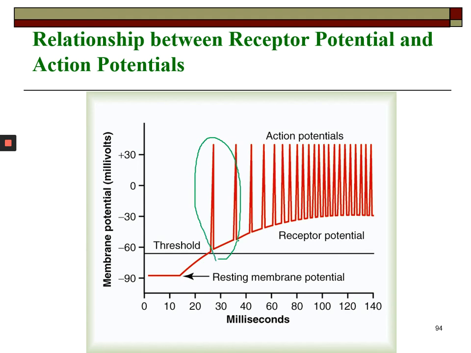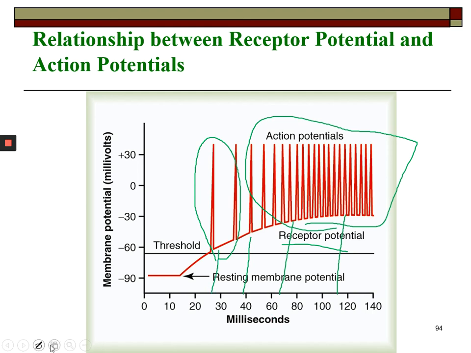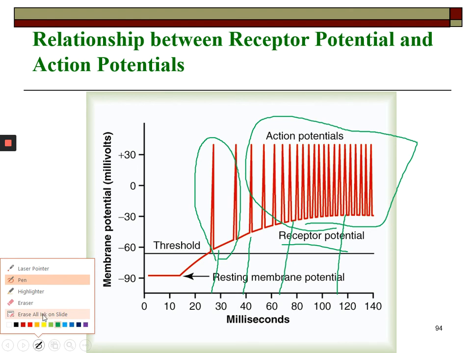See here, when the receptor potential is higher than the threshold and higher, the rate of action potential is higher. So the more the amplitude here, the more the rate of action potential. The rate of action potential. Okay.